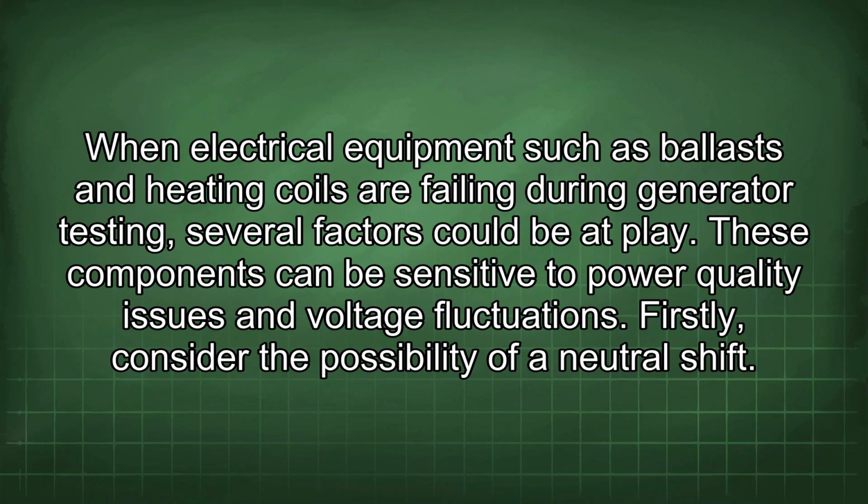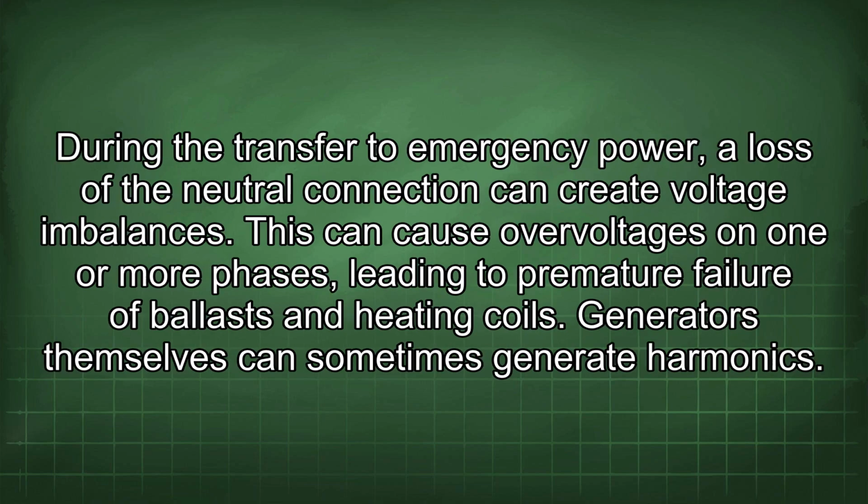When electrical equipment such as ballasts and heating coils are failing during generator testing, several factors could be at play. These components can be sensitive to power quality issues and voltage fluctuations. Firstly, consider the possibility of a neutral shift. During the transfer to emergency power, a loss of the neutral connection can create voltage imbalances. This can cause overvoltages on one or more phases, leading to premature failure of ballasts and heating coils.